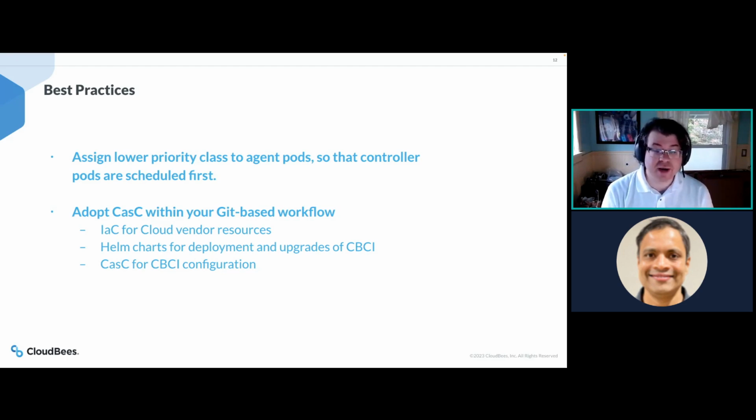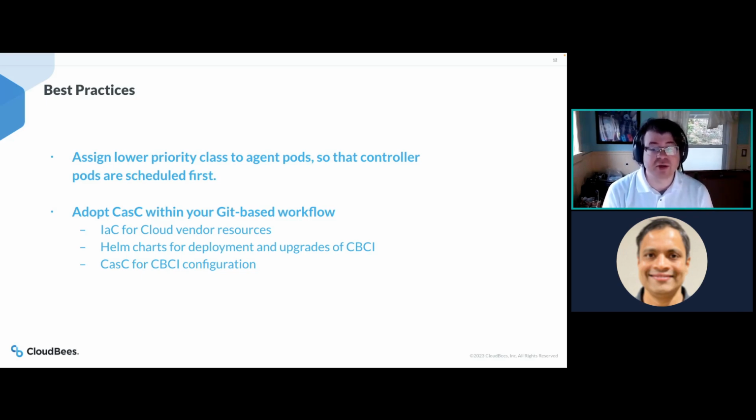So you'll want to make sure that your agents either have their own resource pool, or if they share a resource pool with your controllers, just ensure that they are at a lower priority so they don't conflict with controller spin-up. And then adopting tasks within your Git-based workflow, using infrastructure as code for spinning up AWS infrastructure. I use Terraform for my setup, which sets up everything on AWS for this demo. So I won't be going that in depth just because of the time it takes to spin that up.